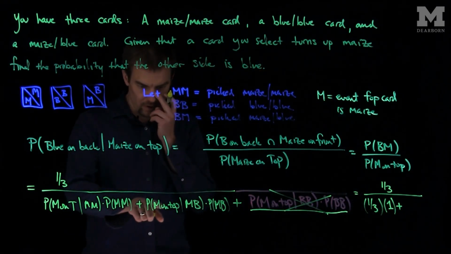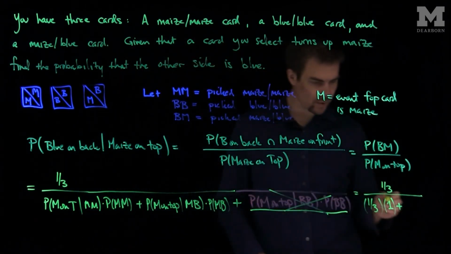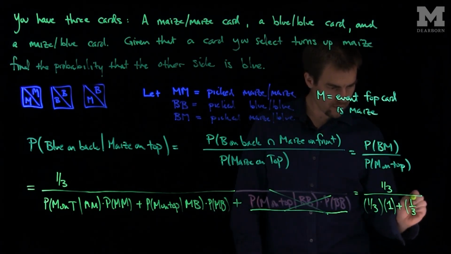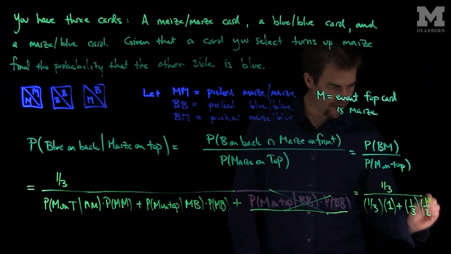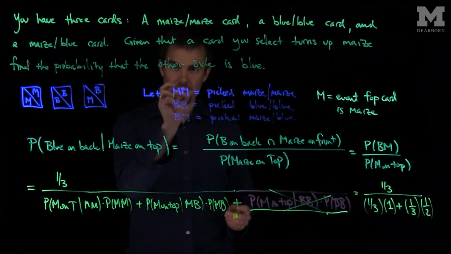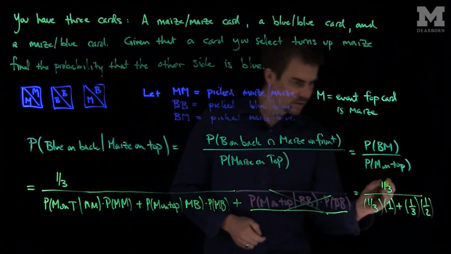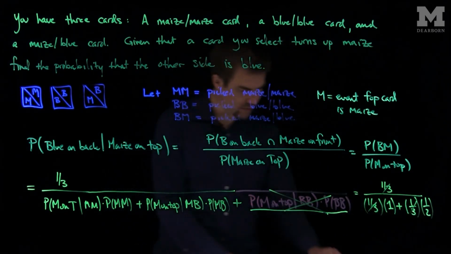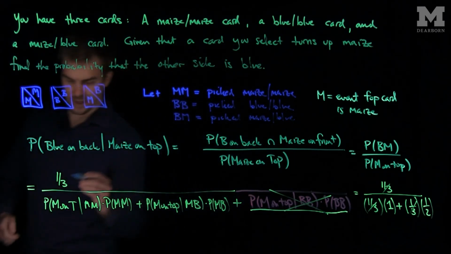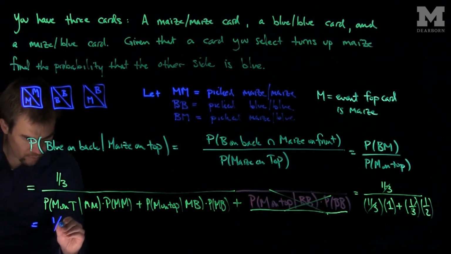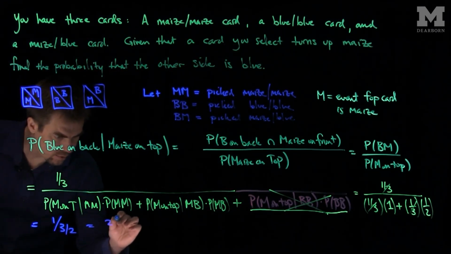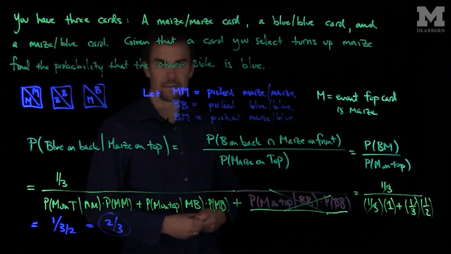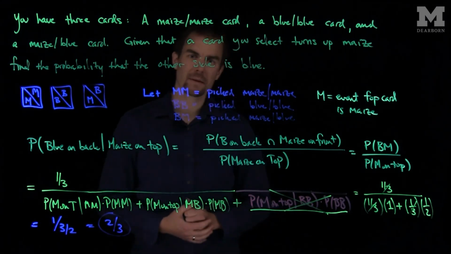And then you have the probability of the maize on top given maize and blue, times the probability of maize and blue, so that's a 1/3, and then times 1/2, because if you pick the maize and blue card, you have a 50-50 chance of having the maize on top. So the 1/3 cancels everywhere, and you have a 1 plus 1/2 in the denominator. That's 3/2. So taking the reciprocal, we have 1 over 3/2, or 2/3 probability of having a blue on the back, given that a maize was selected on the top. Thank you very much.